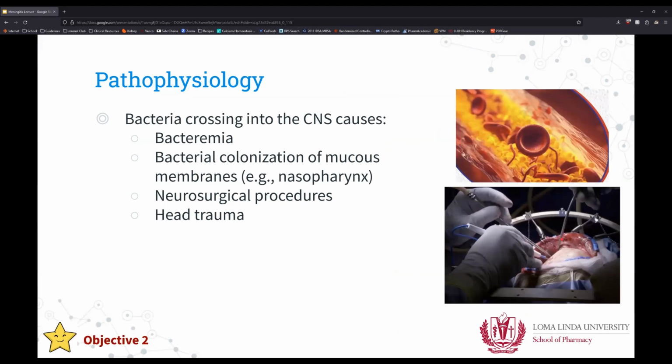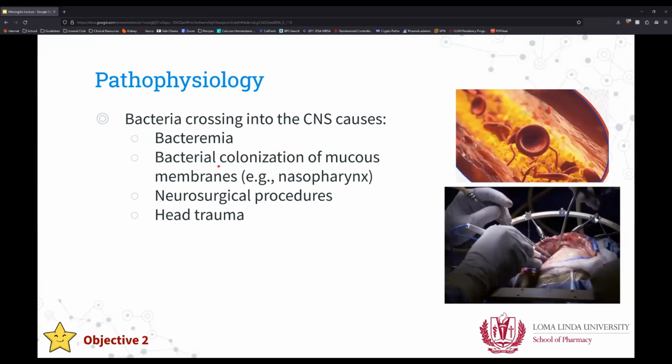So the pathophysiology behind this is going to include essentially bacteria crossing into the CNS, where the CNS should definitely be a sterile environment. You should never find naturally any bacteria in there. There are going to be different modalities in which the bacteria is able to cross into the central nervous system and pass the blood-brain barrier. At first, our first thought is going to be bacteremia. If we have high levels of bacteria within our bloodstream, then that can lead to organisms passing the blood-brain barrier and then contaminating our central nervous system.